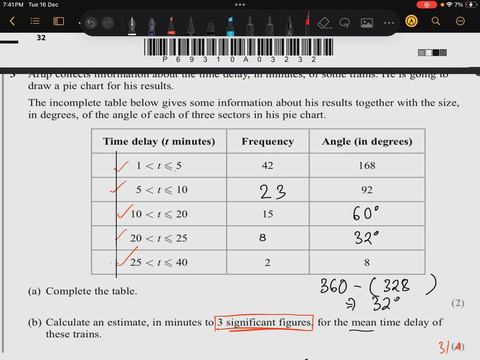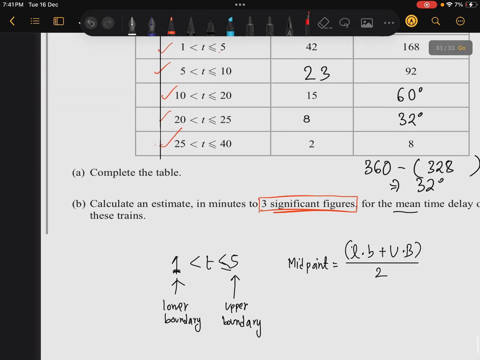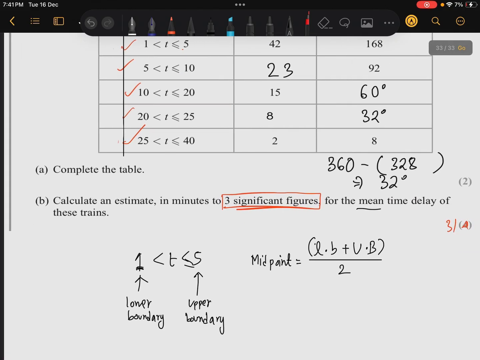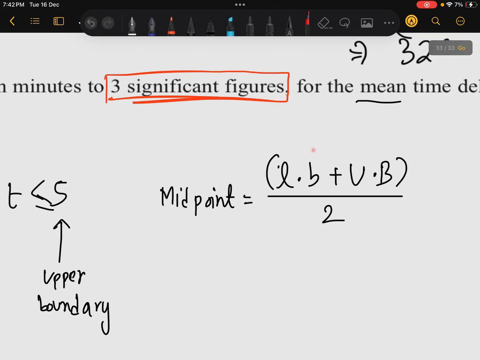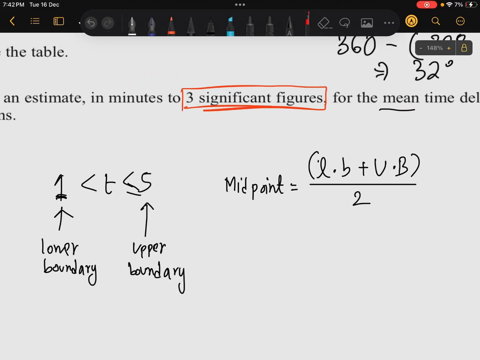Now, before calculating the mean or the midpoint of the classes, we first have to understand how a class is defined. A class is defined using a lower boundary and an upper boundary. For example, I've taken this class here, 1 to 5. The 1 represents the lower boundary and 5 represents the upper boundary. So we are going to find the midpoint of the lower boundary and upper boundary. You simply add them up and divide by 2. So this is the formula to calculate the midpoint of the class.